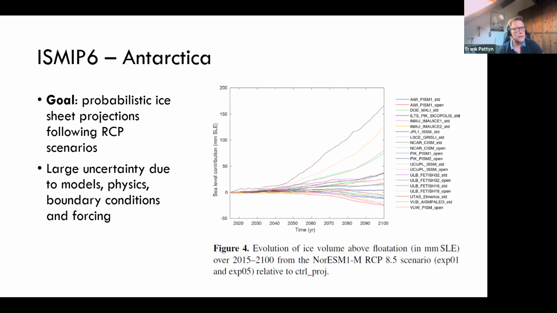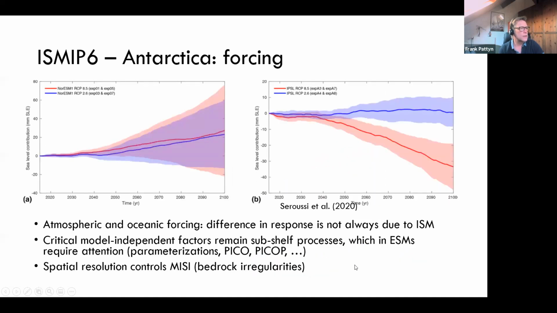But there is an extra uncertainty that is added here, because they are forced with several CMIP5 and CMIP6 models. And just to give you a flavor of this, it's slightly different experiments, but it's two completely different forcing models. But you see that to the left, there is no differentiation that you can make between an RCP 2.6 and an RCP 8.5, which is possible in other models. So this is largely due to the forcing and not really to the model itself.